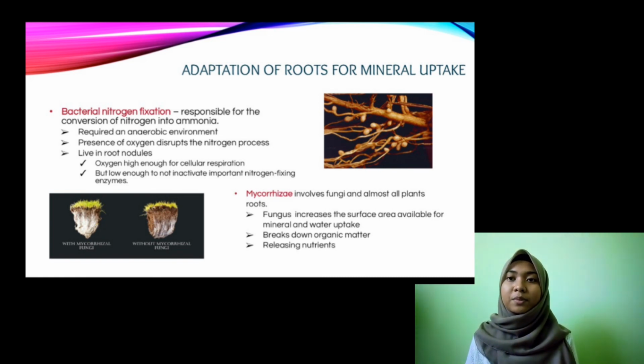Other than that, there are parasitic plants and carnivorous plants. Parasitic plants take nutrients from another plant, but carnivorous plants such as the Venus flytrap obtain some nitrogen and minerals when their leaves capture and digest insects.